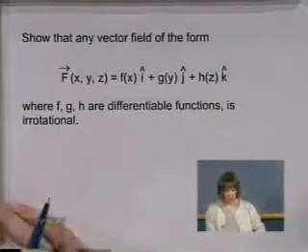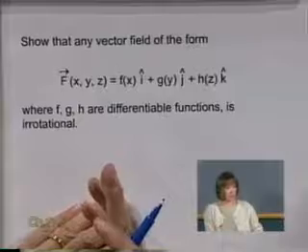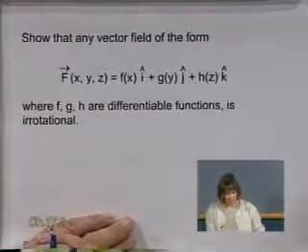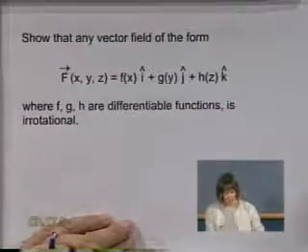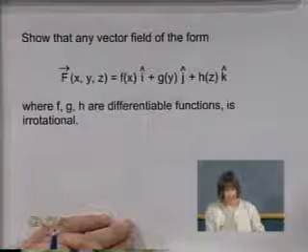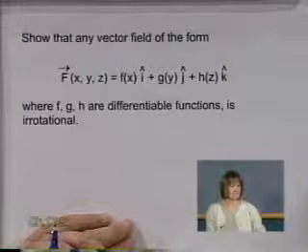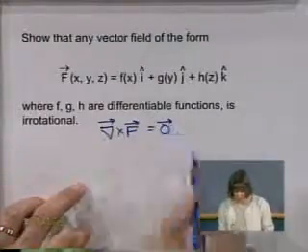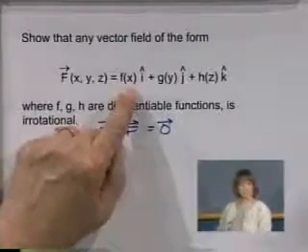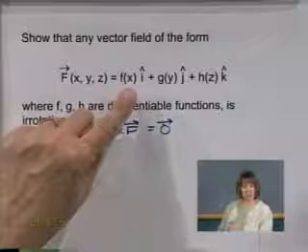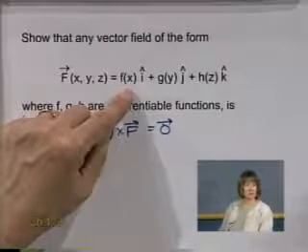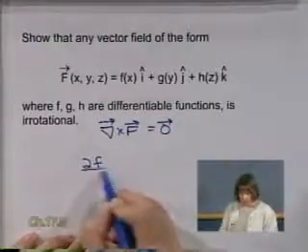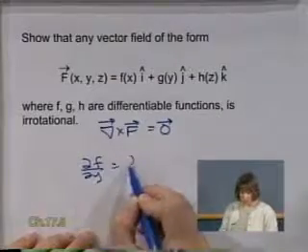Okay. Now we have a couple of little proofs your book likes you to do, and I want to show you these proofs are very, very easy. Show that any vector field of this form, where f, g, and h are differentiable functions, is irrotational. What does irrotational mean? It means its curl is equal to 0. Now what does this mean, f of x? That means f is solely a function of x. Do any y's show up? Do any z's show up? So if f is totally a function of x, what's the partial of f with respect to y? 0. What's the partial of f with respect to z?